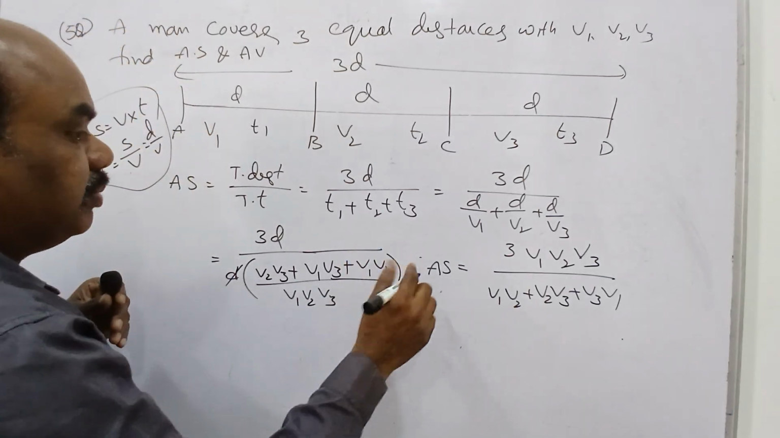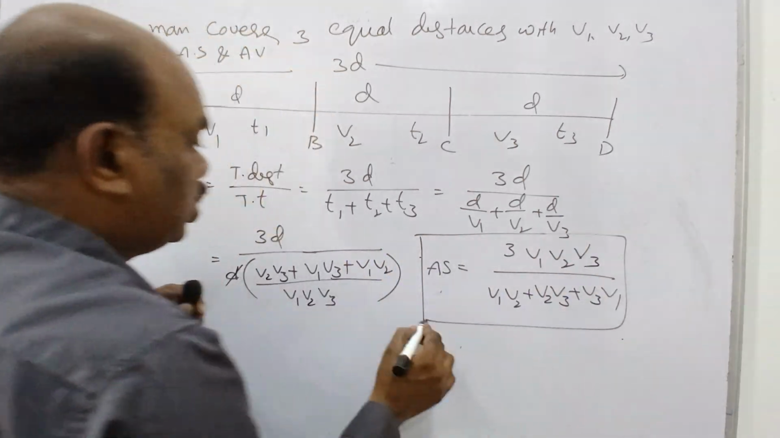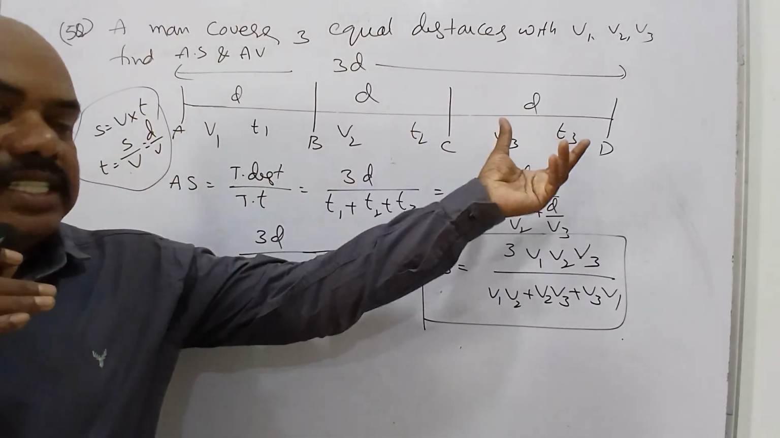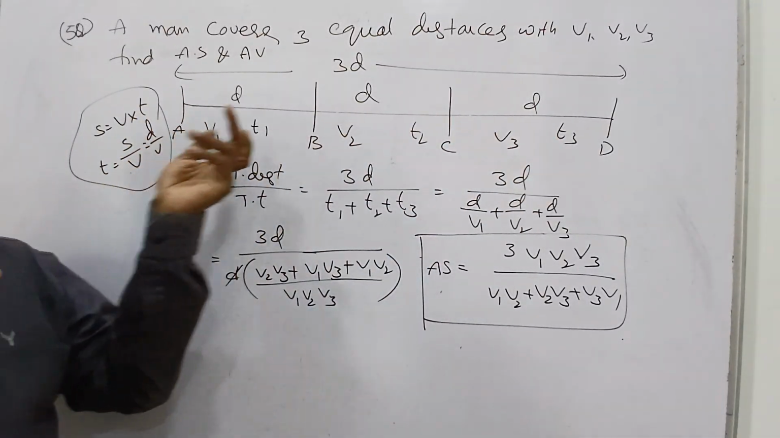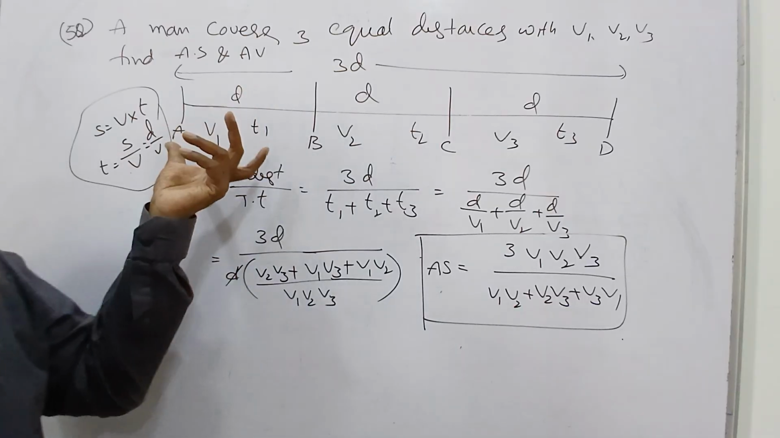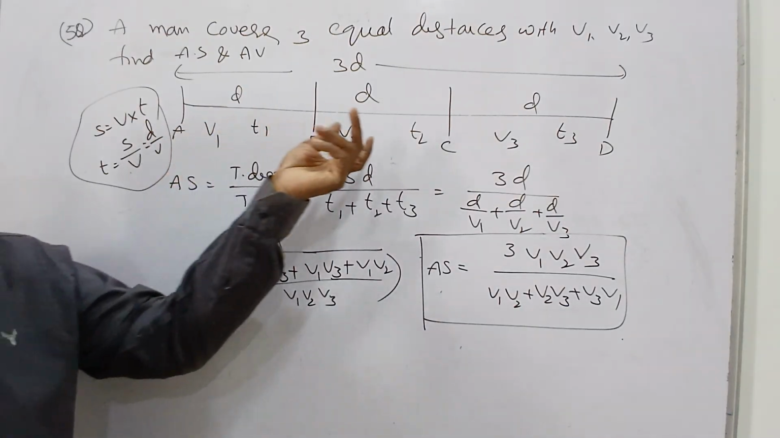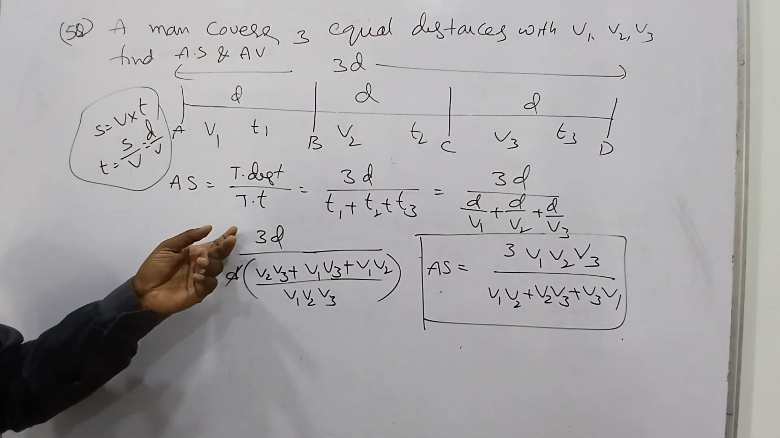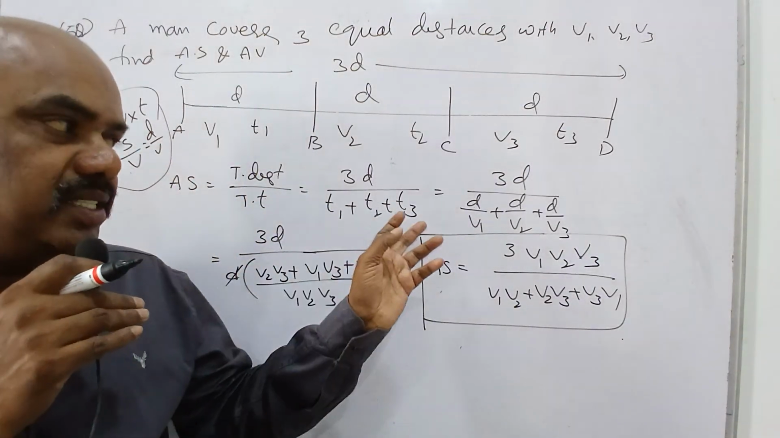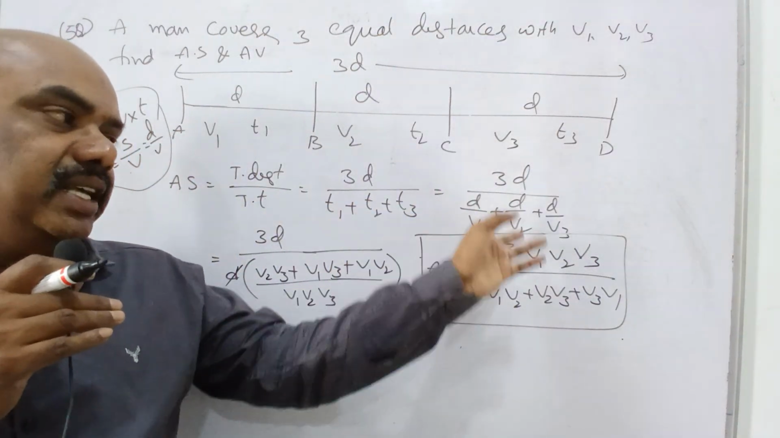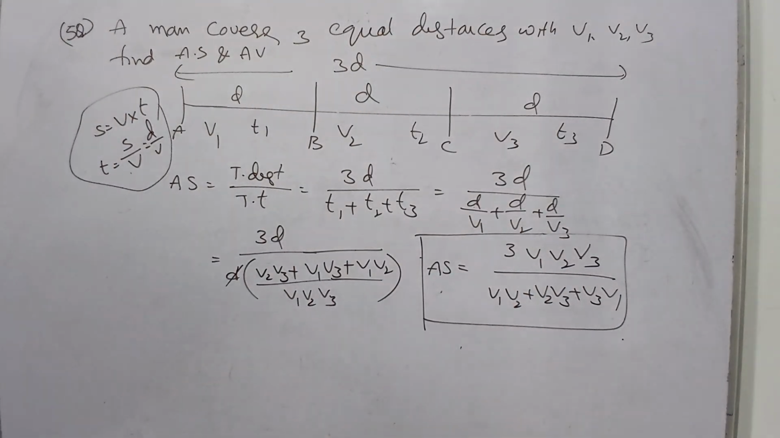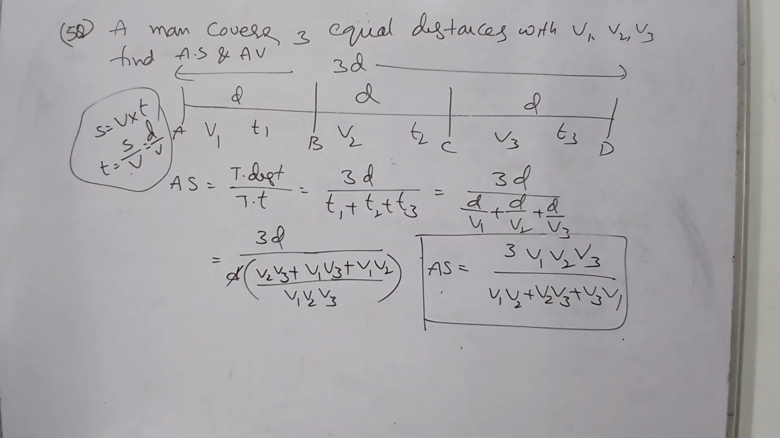This is the average speed formula for the whole expression. That means if a man covers three equal distances with speeds v1, v2, v3, first portion with the v1 speed, second portion with v2, third portion with v3, then average speed equals total distance by total time, 3d by t1 plus t2 plus t3. T is nothing but d by v1, d by v2, d by v3. d take common and cancel. So that is 3 v1 v2 v3 by v1 v2 plus v2 v3 plus v3 v1. This is the average speed of the vehicle.